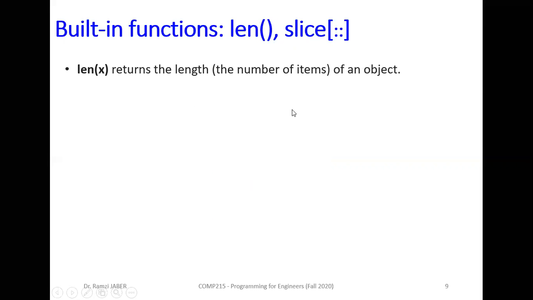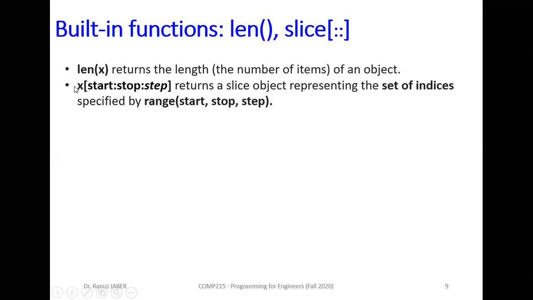len and slice. len(x) returns the length, the number of items, of an object. This object can be a set or list or anything. For this variable x, we can put between brackets start, colon, stop, colon, step. These are optional here. It returns a slice object representing the set of indices specified by range.